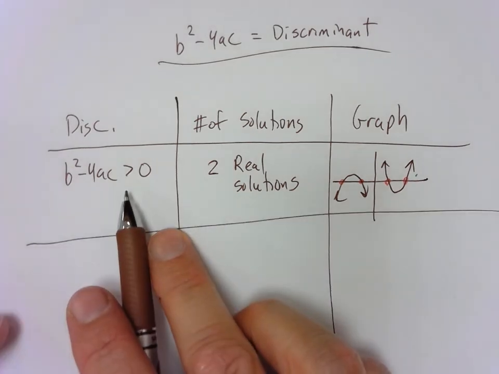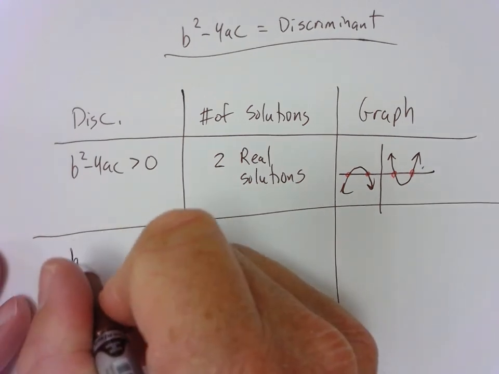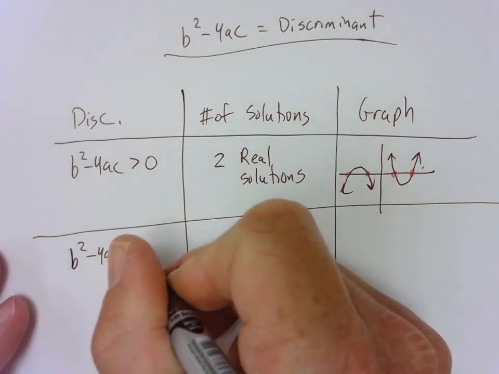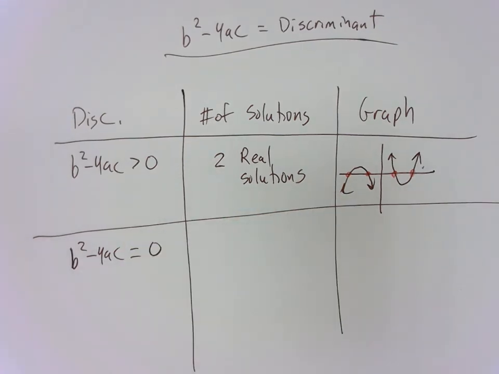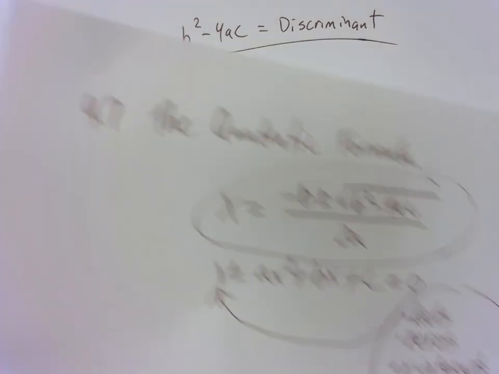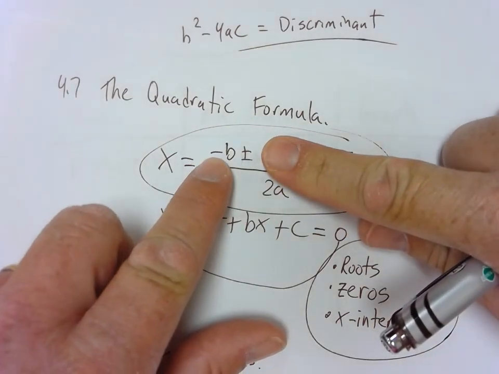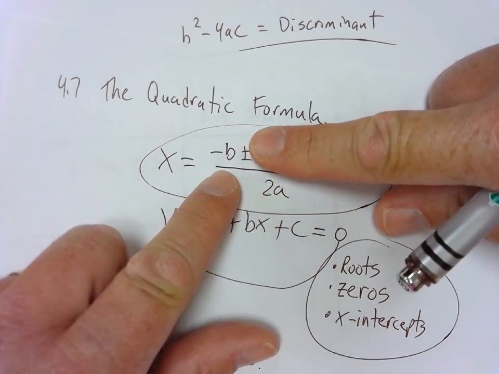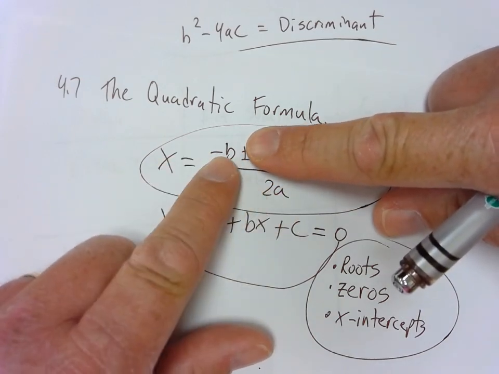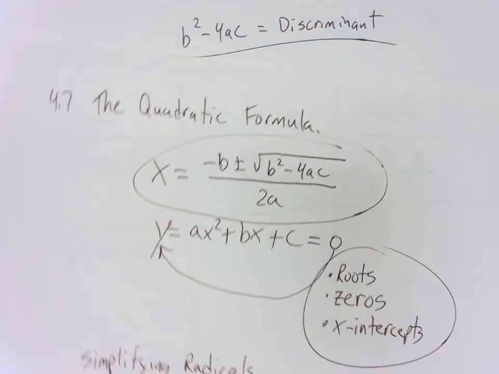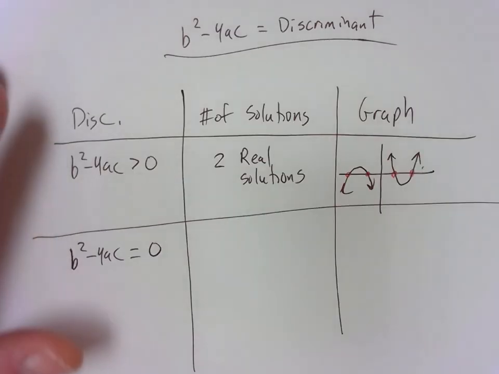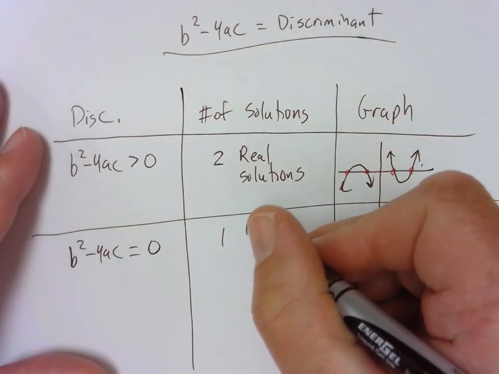So the discriminant can be other numbers too, because there are other numbers in the world, aren't there? So b squared minus 4ac could be 0. So when it's 0, then this part here cancels out. So all you're left with is negative b over the 2a. So you just get one solution. You just get the negative b over 2a, because all of this is going to be 0. So you get one real solution.